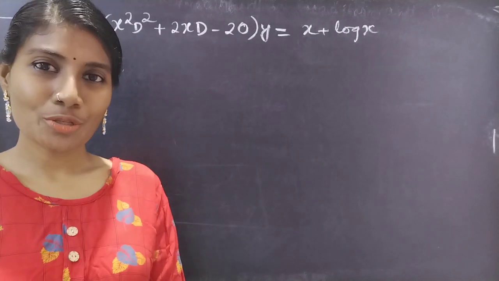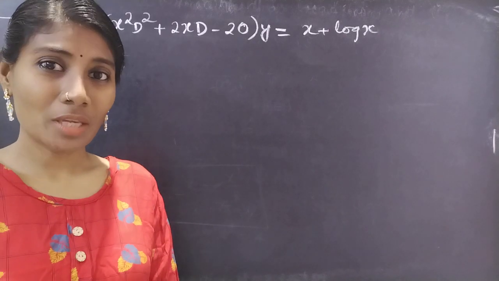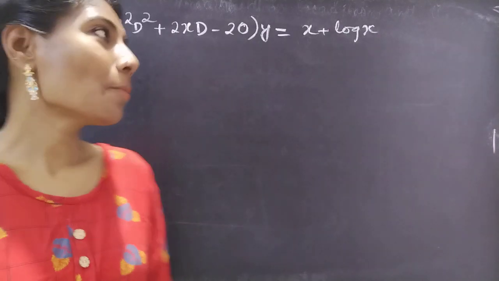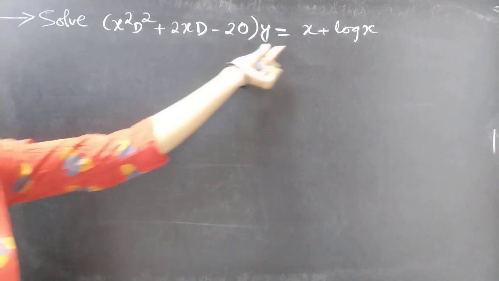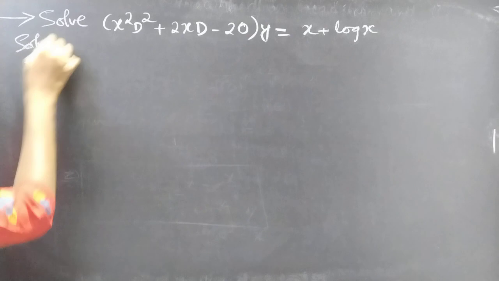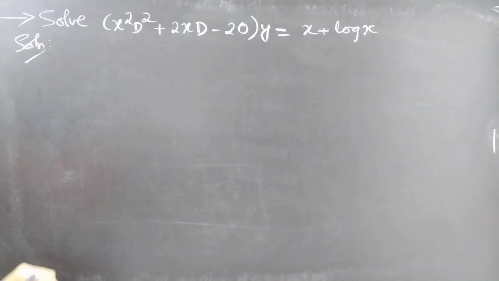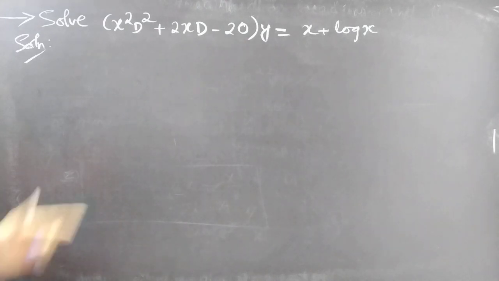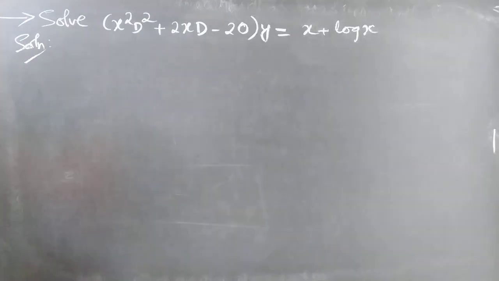In this video, we are going to solve a differential equation from higher order linear differential equations with variable coefficients. So let's get going. Problem: solve (x square D square plus 2xD minus 20) y equals x plus log x. Solution. So we are given a differential equation with variable coefficients. Now we are going to reduce this to a differential equation with constant coefficients by making some substitution. And also we are given a Cauchy's equation.